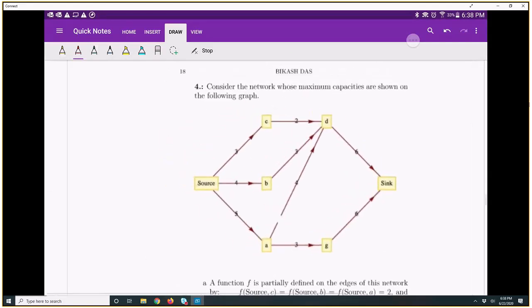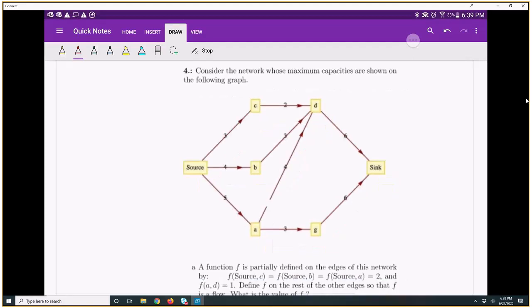Now, consider the network whose maximum capacities are shown in the following graph. So this is a network. Just to make it easier to talk about, let's assume that this is like the city water system as we saw in the lecture.